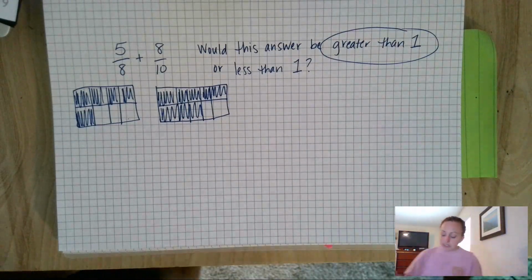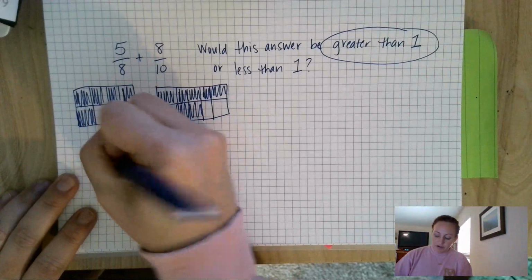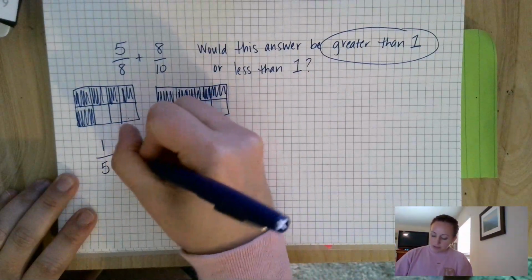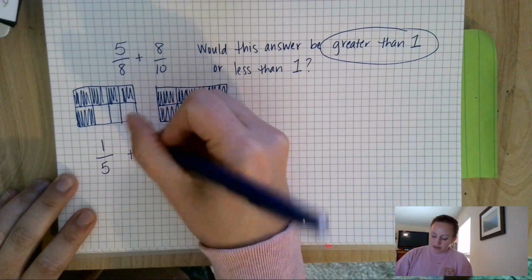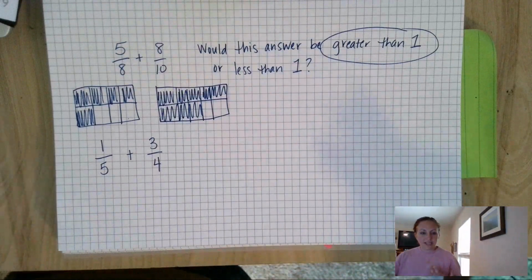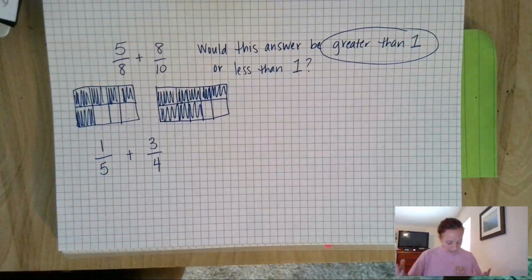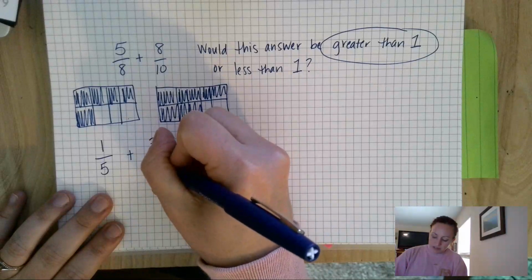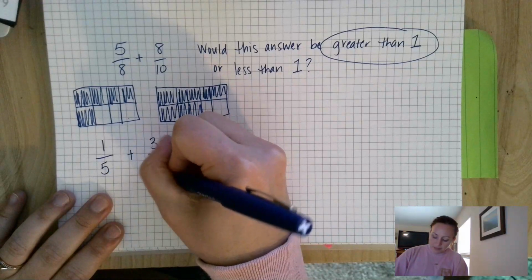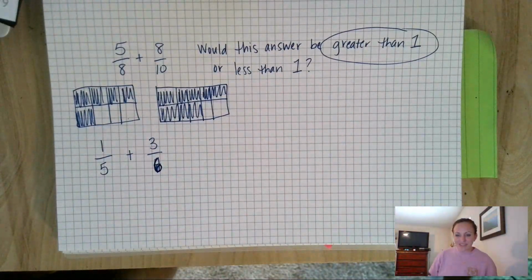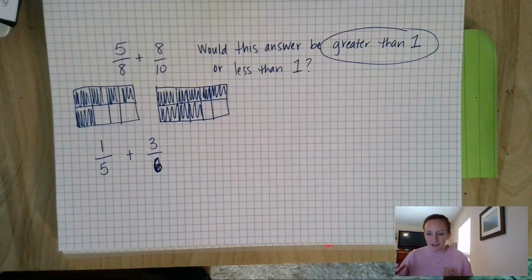Okay? Let's look at another example. Let's say I have 1/5 plus 3/4. I want to know, what do you think that's going to be? Well, this one's a little bit tricky. Let's actually change this up. 1/5 plus, let's do 3/6. Sorry, guys. 1/5 plus 3/6. All right, they're not going to make it that hard for you.